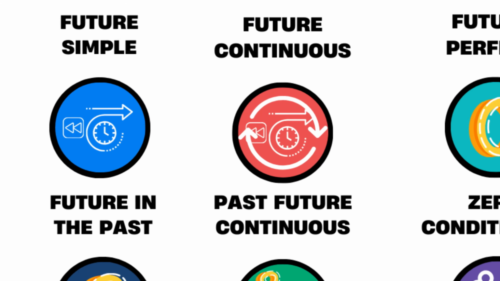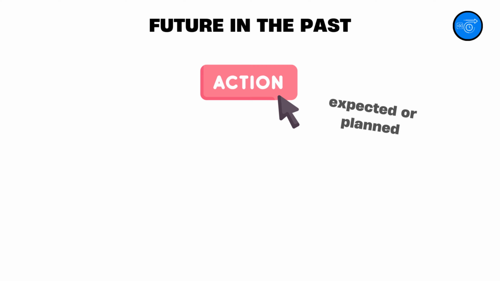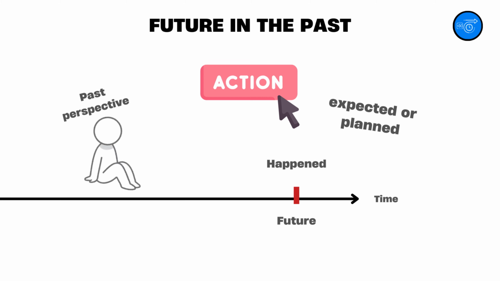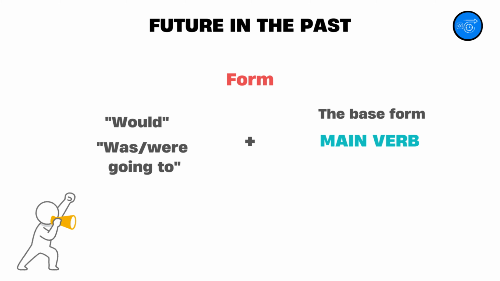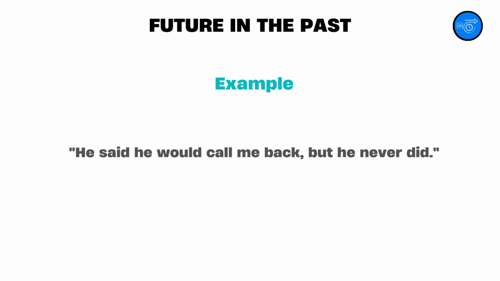Future in the past describes an action that was expected or planned to happen in the future from a past perspective. It is formed using would or was/were going to, plus the base form of the main verb. Example: he said he would call me back, but he never did.